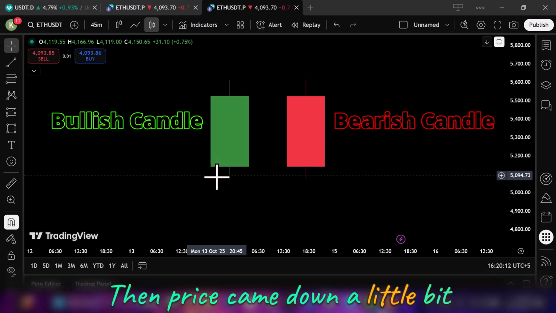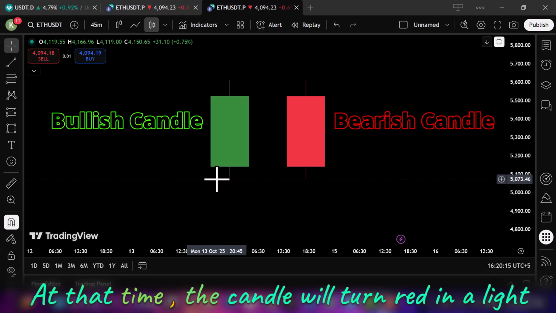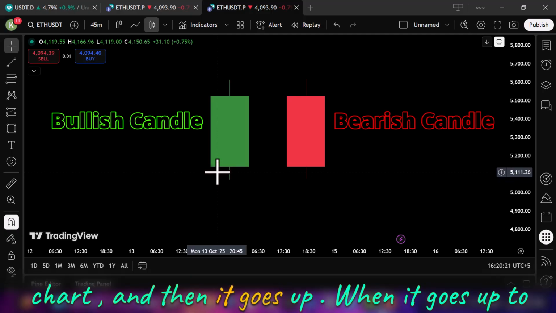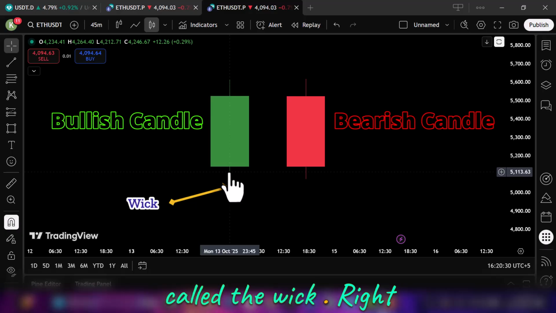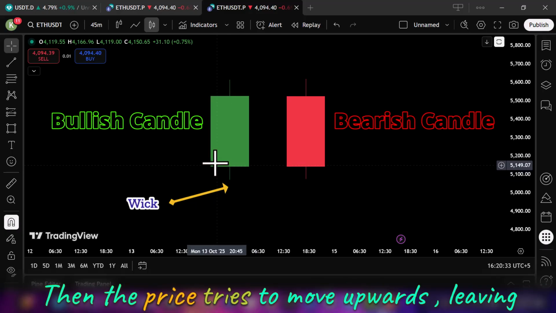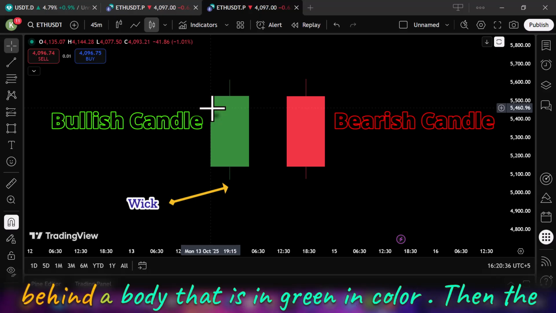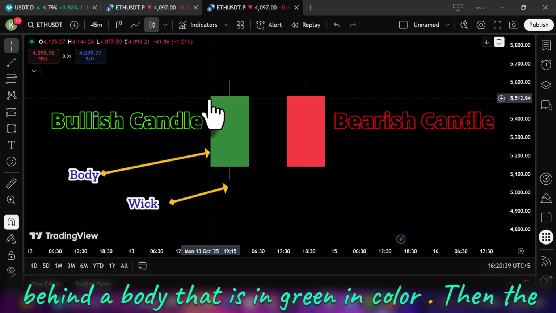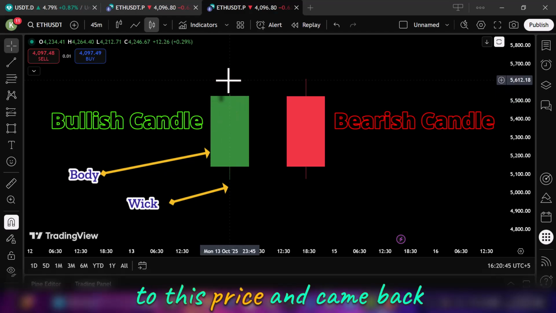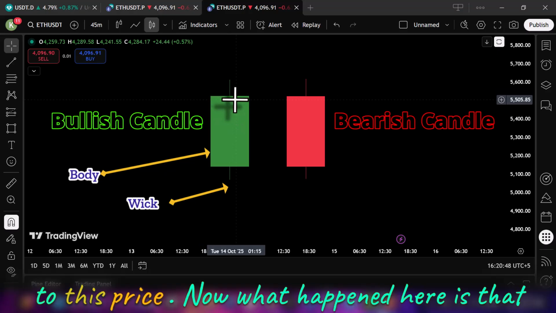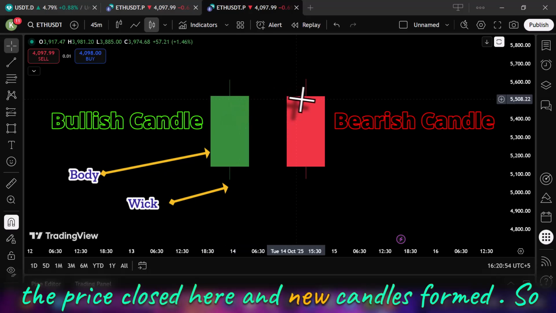Then price came down a little bit. At that time, the candle will turn red in a live chart. And then it goes up. When it goes up to its opening price, it will leave behind a wick. This is called the wick, right? Then the price tries to move upwards, leaving behind a body that is green in color. Then the price went up to this price and came back to this price. Now, what happened here is that the price closed here and a new candle formed.